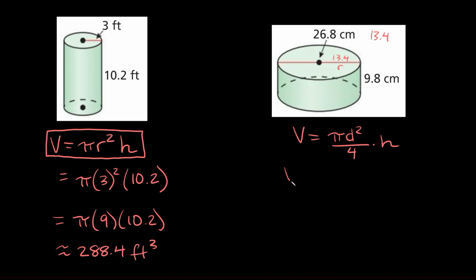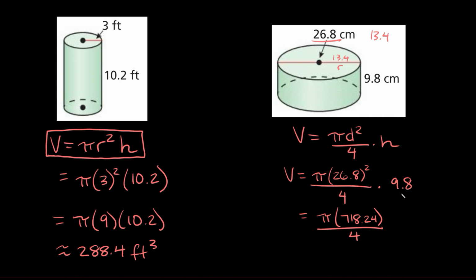So here we're going to get that the volume is equal to pi times the diameter squared. Here the diameter is 26.8, right? So we're going to get 26.8 squared over 4 times the height, which is 9.8, right? So times 9.8. So then here the volume is going to be equal to pi 26.8 squared. That's equal to 718.24. And again, this is all over 4. And then we're multiplying by 9.8.